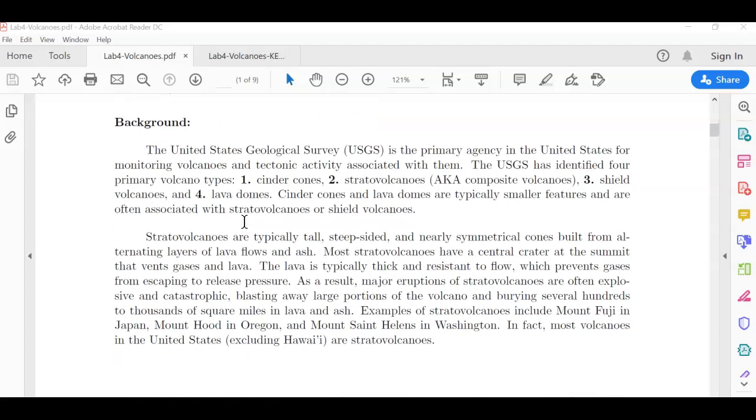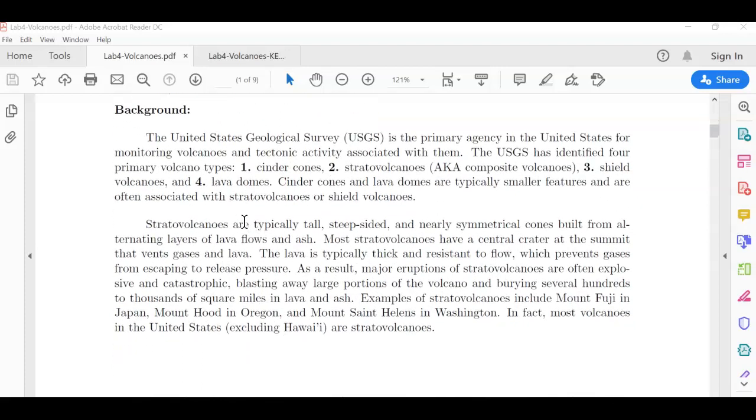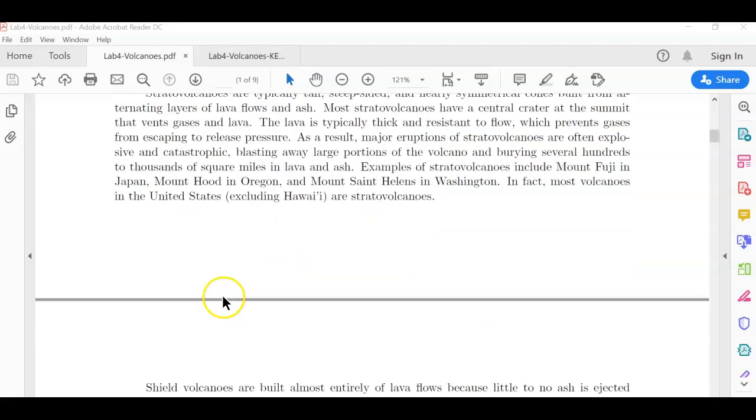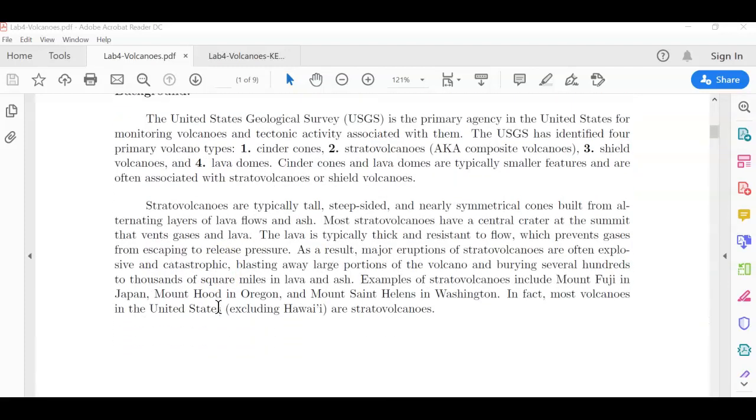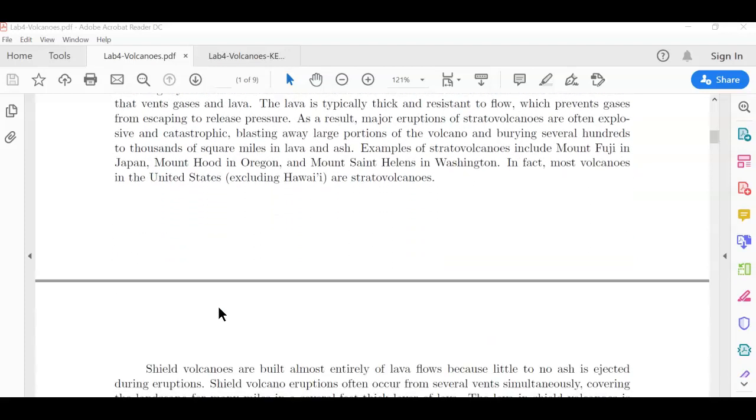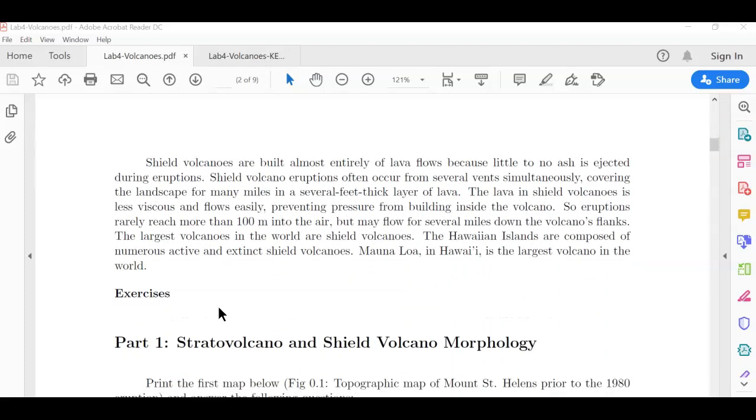So I'm going to also skip through the background information. The background information is about the 4 different types of volcanoes that we have: cinder cones, stratovolcanoes, shield volcanoes, and lava domes. I'm going to skip through this first part. However, as you can see, stratovolcanoes and shield volcanoes are the main descriptions here in the background, and you should totally read through them so that the rest of the lab makes a little bit more sense.